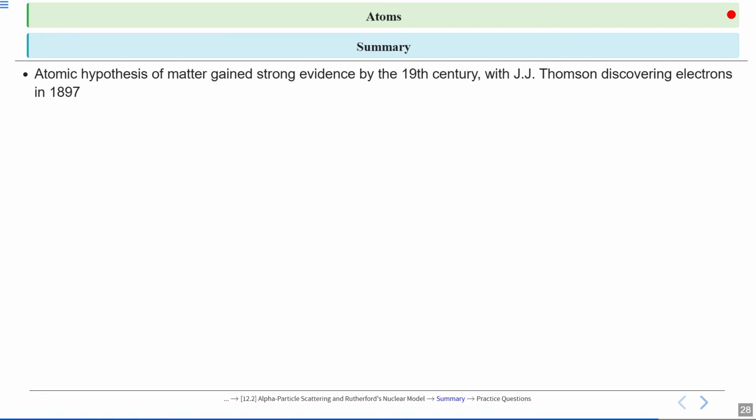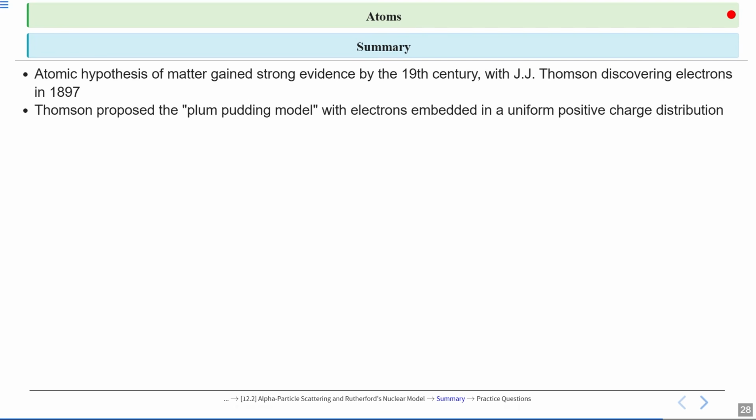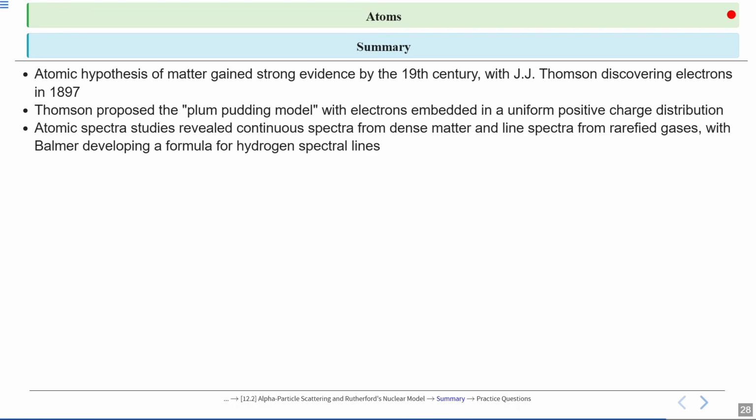So now we'll summarize today's lecture in some brief points. Atomic hypothesis of matter. By the 19th century, scientists had gathered strong evidence that matter is made up of tiny particles called atoms. In 1897, J.J. Thomson discovered the electron, which is a negatively charged particle found inside atoms. Thomson's model of atom suggested the plum pudding model, where the electrons are scattered through a sphere of positive charge like raisins in a pudding. This model tried to explain how negative charge electrons and positive charge could balance out to make a neutral atom.